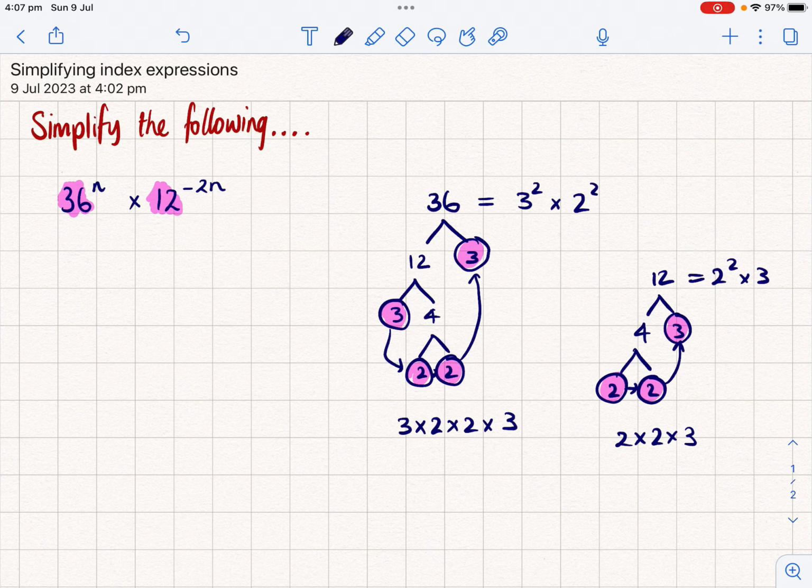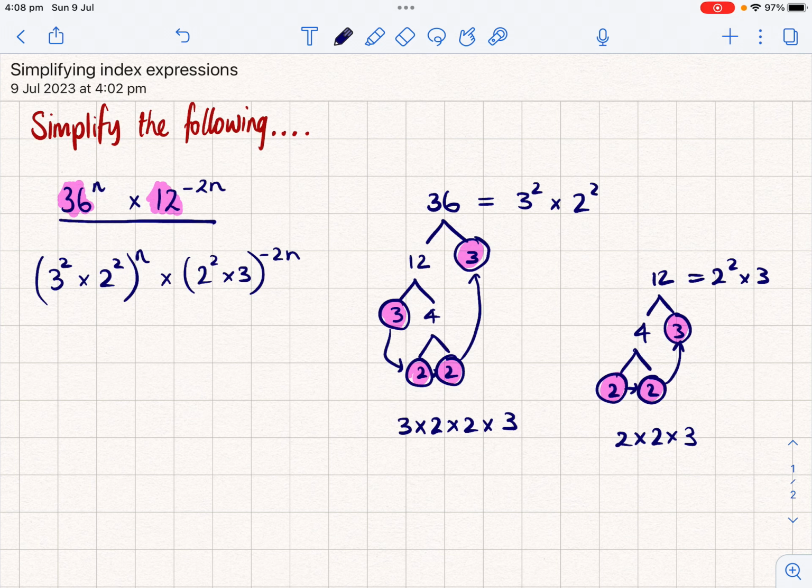So my purpose for doing that is in my original expression over here, I can actually now break this down into its prime factors. So my 36 I'm going to write as 3 squared times 2 squared, and it was to the power of n. And my 12 is the same as 2 squared times 3, to the minus 2 to the power of n. Okay. Now that I've got to this stage, I can start simplifying my index expression.